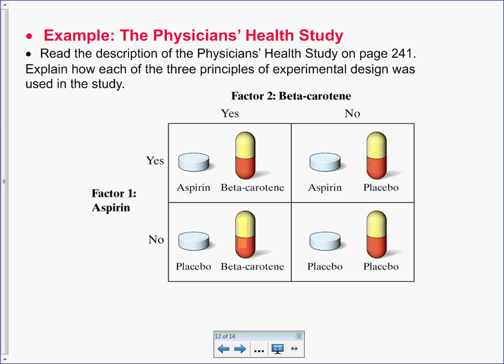They randomly assigned people to one of four groups. Some people got aspirin and beta carotene. Some people got placebo and beta carotene. Some people got aspirin and placebo, and some people got both placebos. So for this group, we didn't actually impose a treatment, but the people in the group thought we did. And we'll talk about the placebo effect next class.